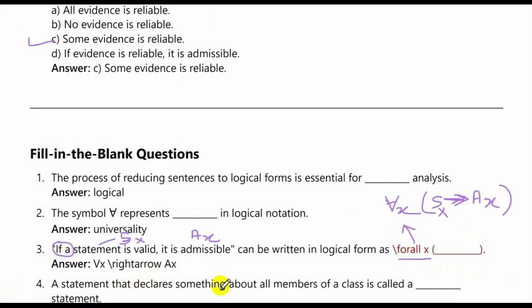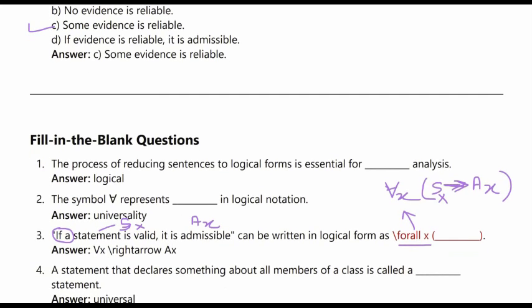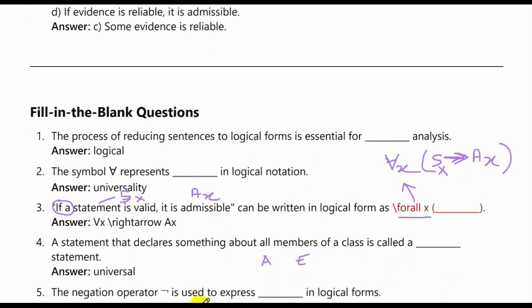Alright. A statement that declares something about all members of a class is called a dash statement. Is it declarative? What kind of statement is it? Universal statement. A statement that declares something about all members of a class is called a universal statement. Which are the universal propositions? They are A and E propositions. The negation operator is used to express dash in logical form: negativity, or not.